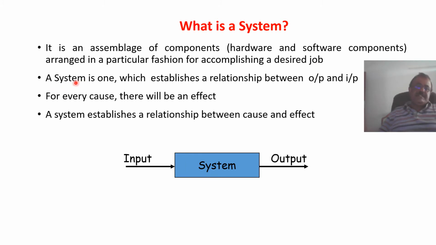You can also say a system is one which establishes a relationship between output and input. In this case, what is the output? The desired temperature was the output. Right? Whatever temperature that you read, that is the output, and whatever the desired value or the set value is the input. So you can say a system establishes a cause and effect relationship. That's how we can define a system.